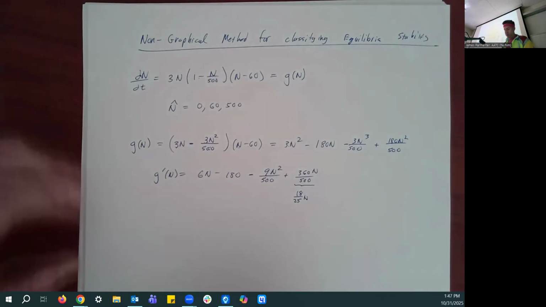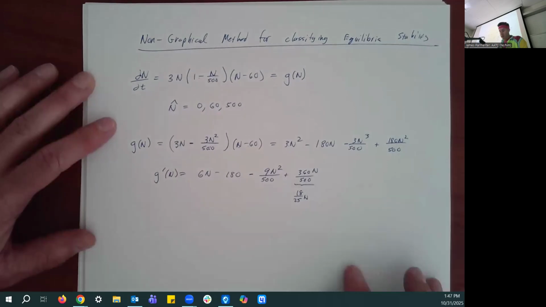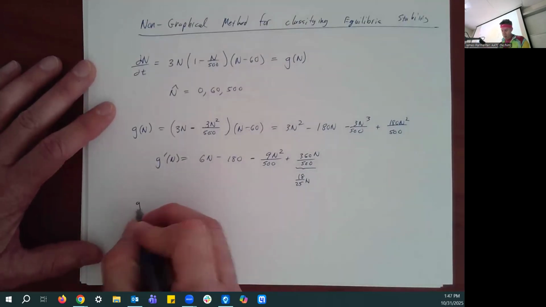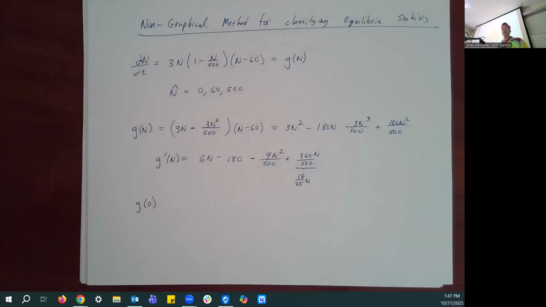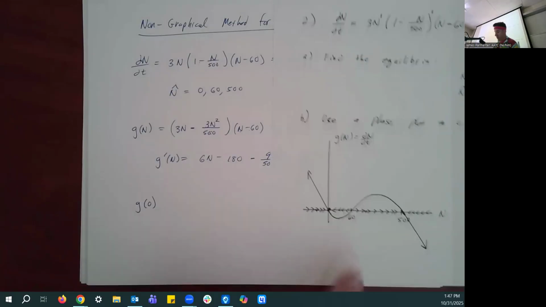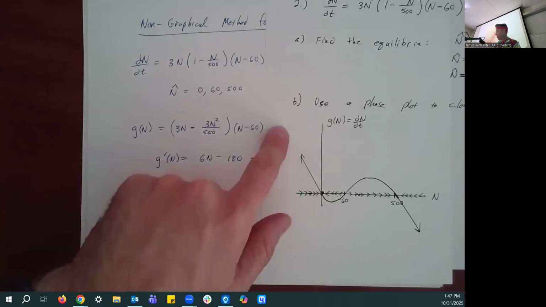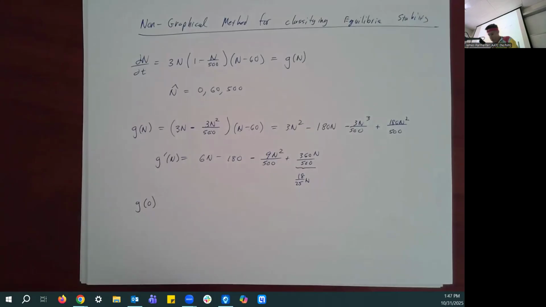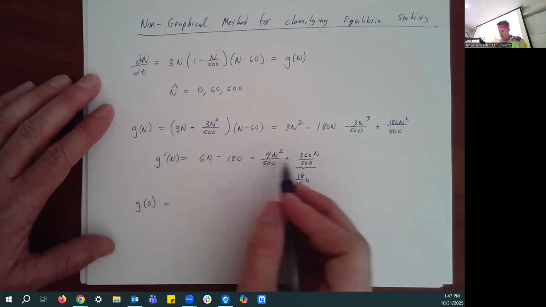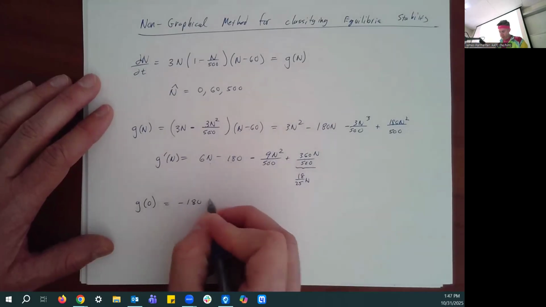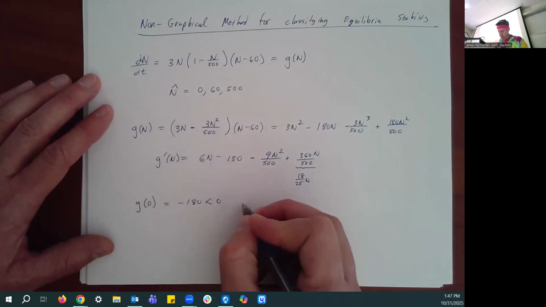Because all I really want to do is plug in these values and see if it's positive or negative. So let's look at 0. Based on our work before, we are expecting plugging in 0 to give us a stable equilibrium, meaning the derivative should be negative, right? Look back at our graph. 0 is stable, and it had a negative derivative there. All right, let's see. So g prime of 0 is going to be 0 minus 180 minus 0 plus 0. Yep, looking good. So 0 is stable.